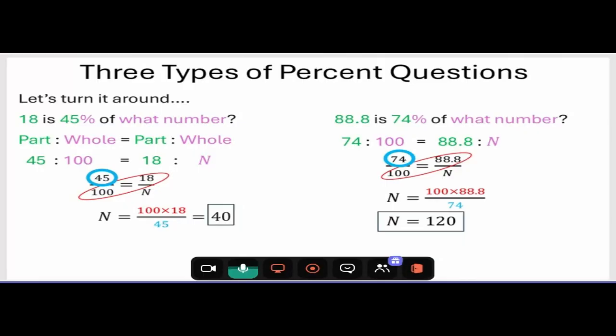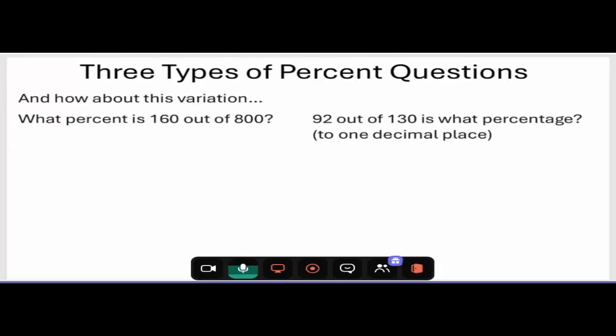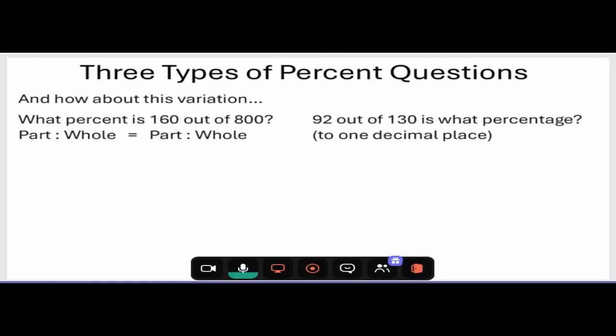And our final type, and again, we're just looking at these straight without any context, but next time we'll do word problems that result in these same three scenarios. So our last one is, notice this time we have not been given the percent. So in the first two, we were given the percent, and then either the part or the whole. This time we have not been given the percent.